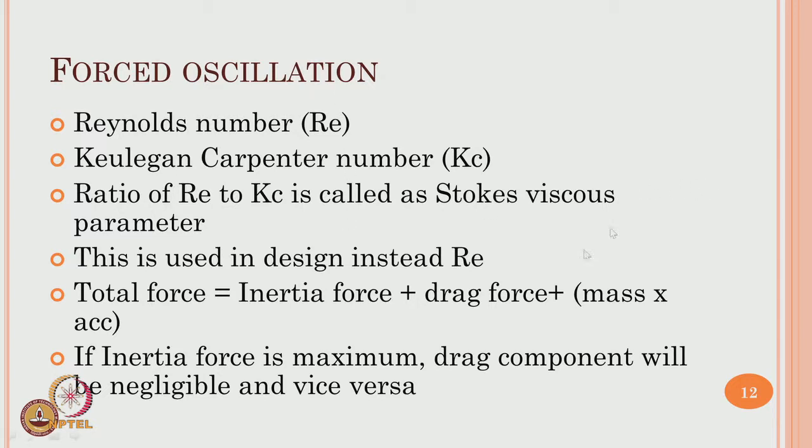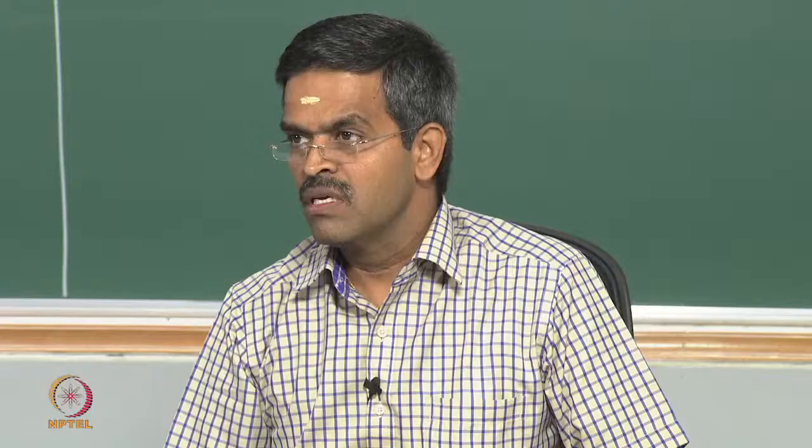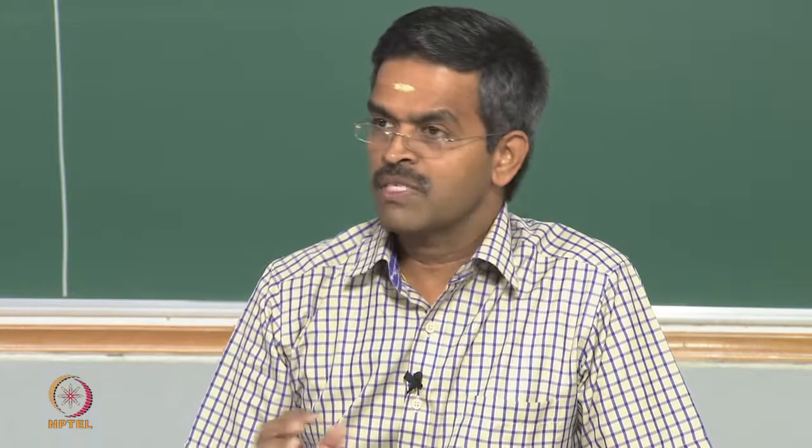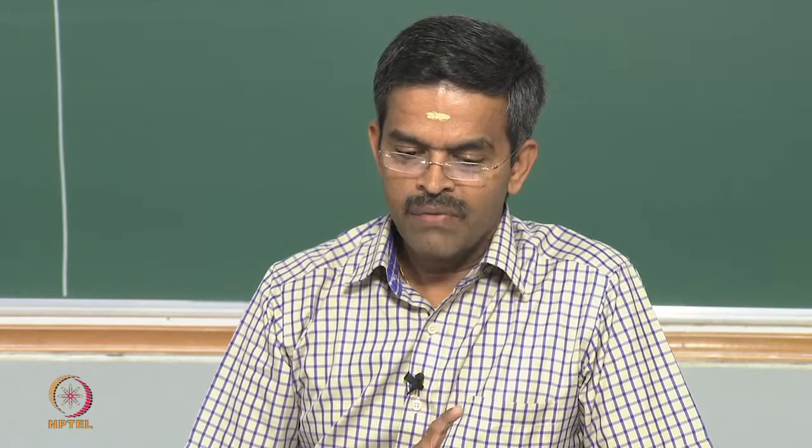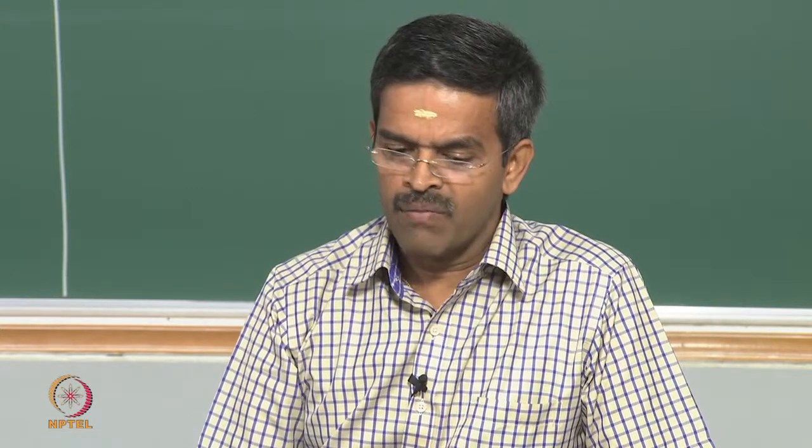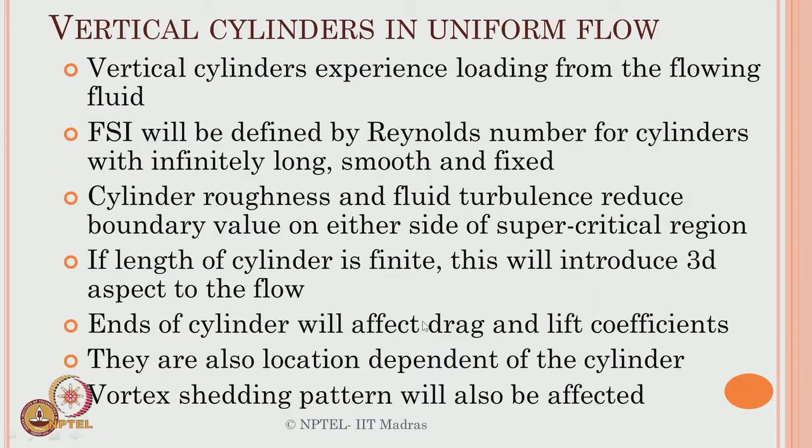Now the total force, as we saw in the last slide, is the inertia force arising from the system plus the drag force arising from the system plus mass into acceleration of the system itself. So, these two are from the medium, and this is from the structural component. Of course, when the structural component does not move, this component becomes inefficient. Of course, this will anyway be present in the given system. Therefore, the right hand side of the equation of motion in a given dynamic system of moving structures will never be set to 0. So, if inertia force is maximum, interestingly the drag component will be negligible and vice versa. That is what is seen in the research, in the literature.